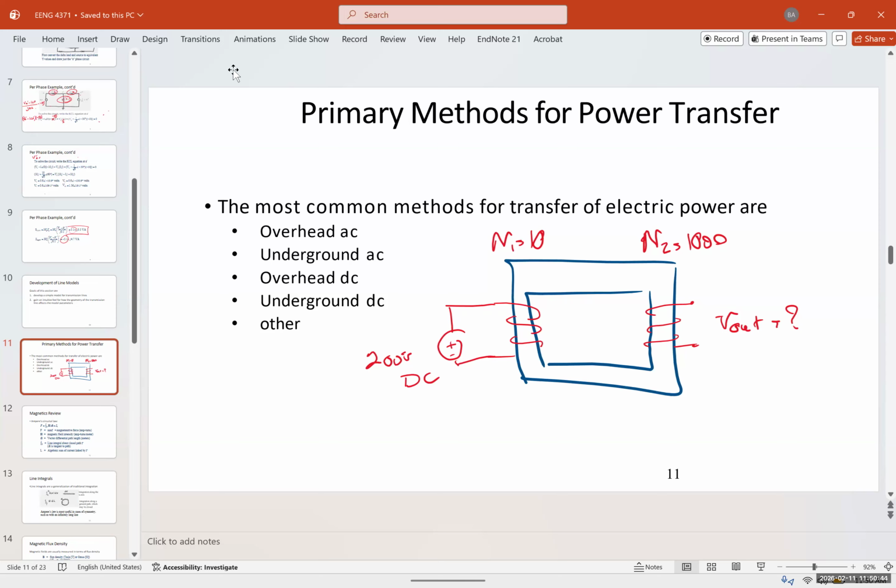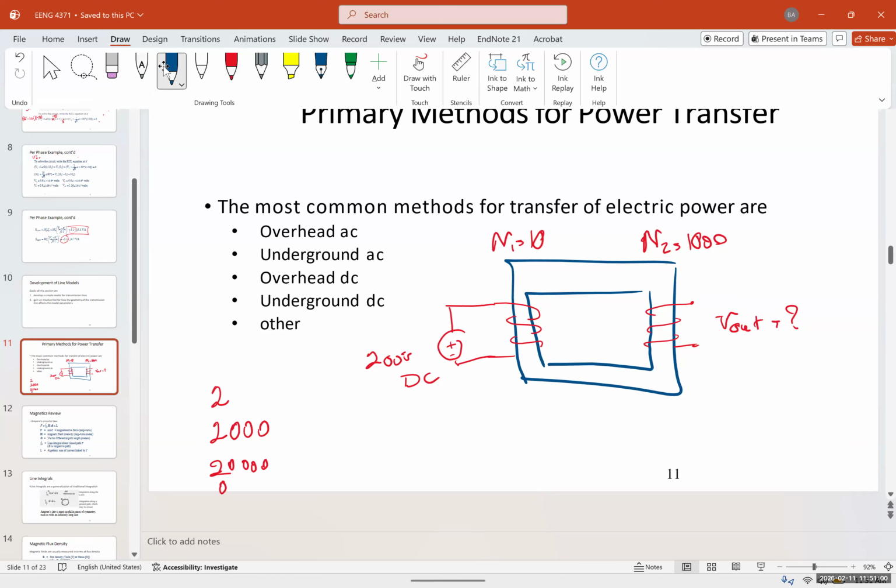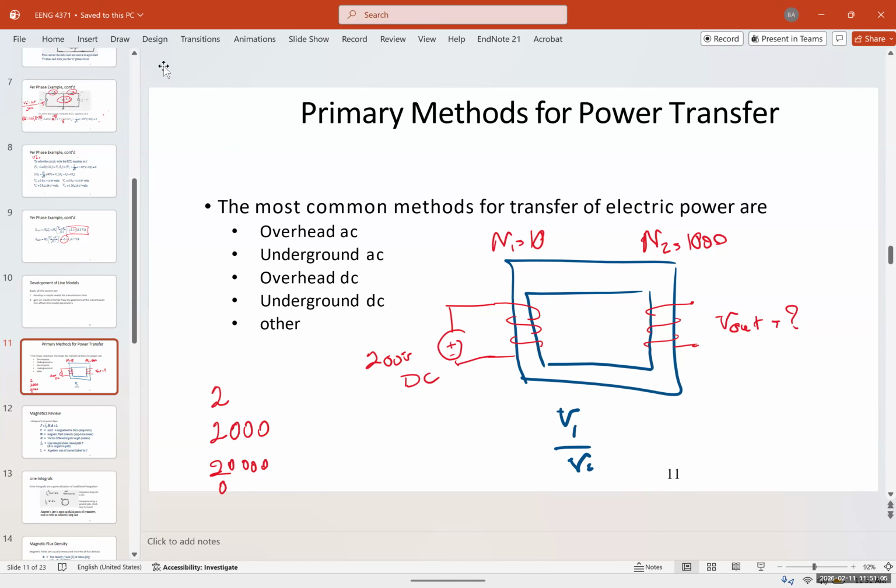So the options are 2, 2,000, 20,000, 0. Who thinks it's 2? So for a transformer, V1 to V2 is equal to N1 to N2. Can DC work? Perfect. This is actually 0.